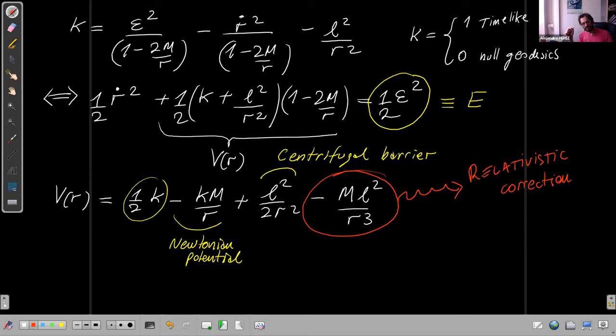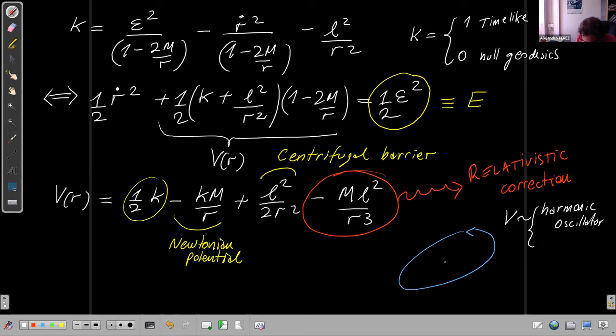But as soon as you get into the stronger field region, as soon as you approach the sun, this term will have some effect. From classical mechanics, you might remember that if you consider motion in a central potential, there are only two situations in which the orbits around the center are closed. One is the harmonic oscillator potential, and the other possibility for orbits to be closed is the Newtonian potential. In all other cases, orbits do not close.